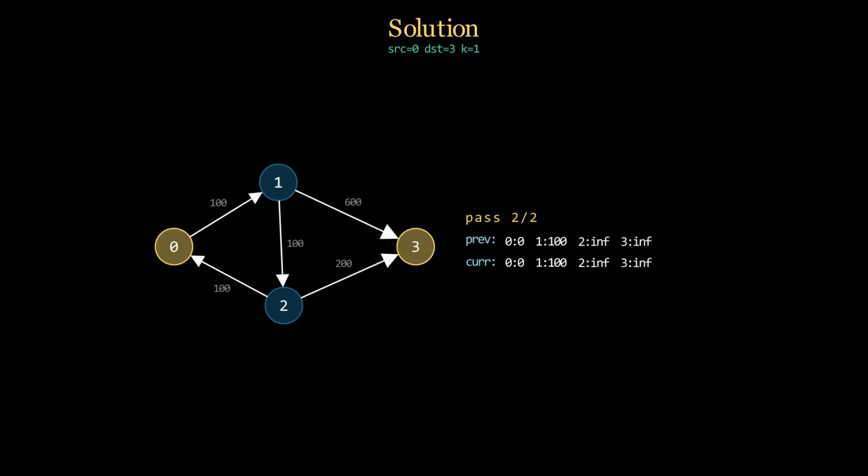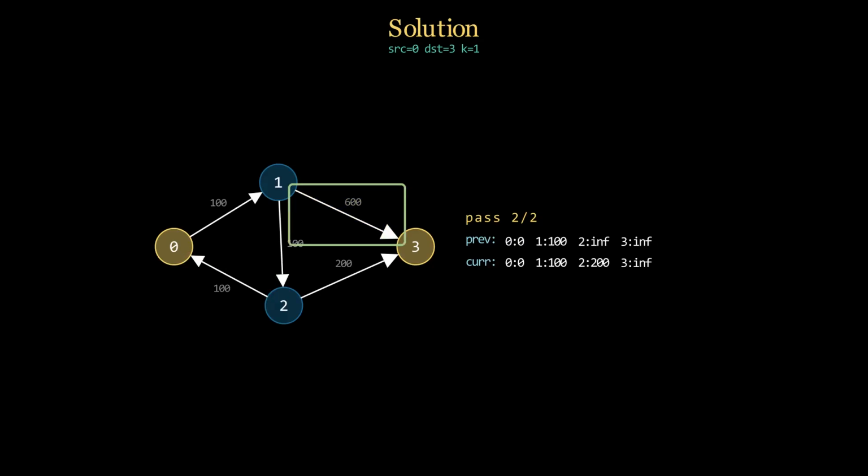Pass 2 resets TMP to a fresh copy of the new previous, then we walk the same flight list again. Relax 0 to 1 for 100. Best to 1 stays 100. Relax 1 to 2 for 100. Previous at 1 is 100, so city 2 becomes 200. Relax 2 to 0 for 100. Previous at 2 is infinity, skip.